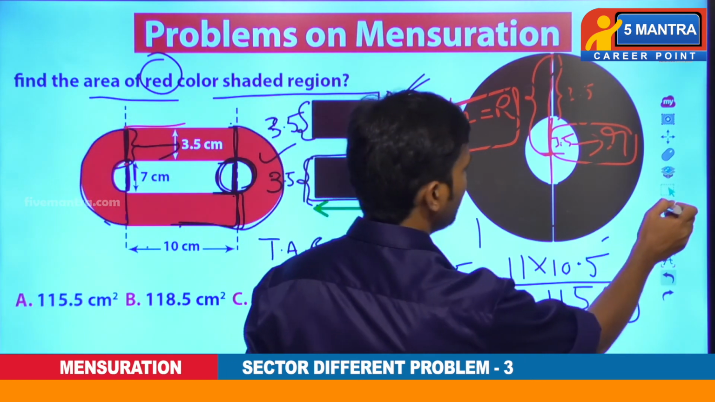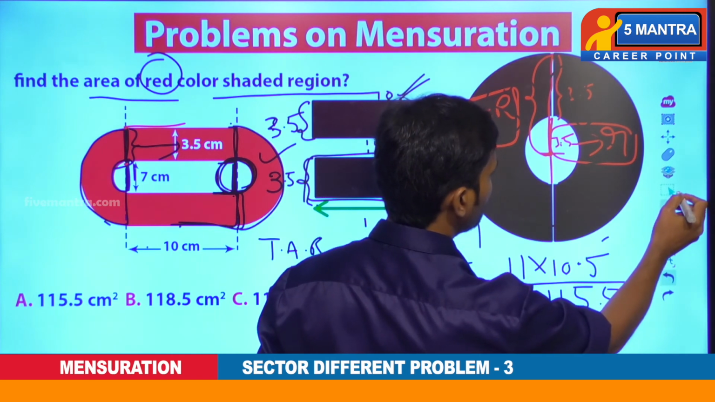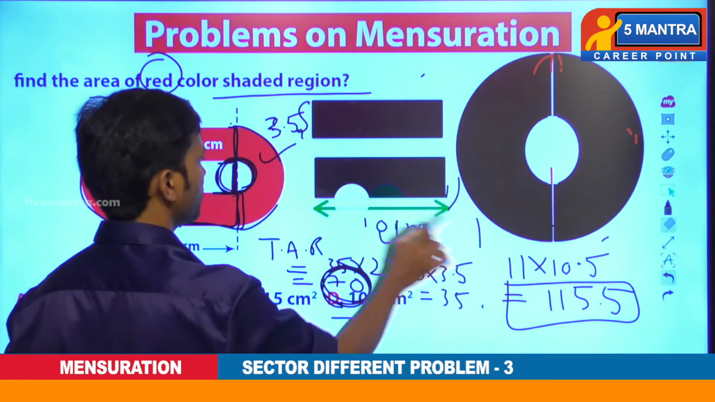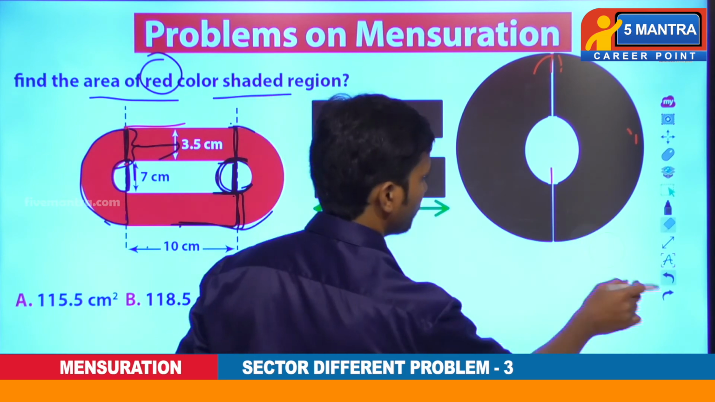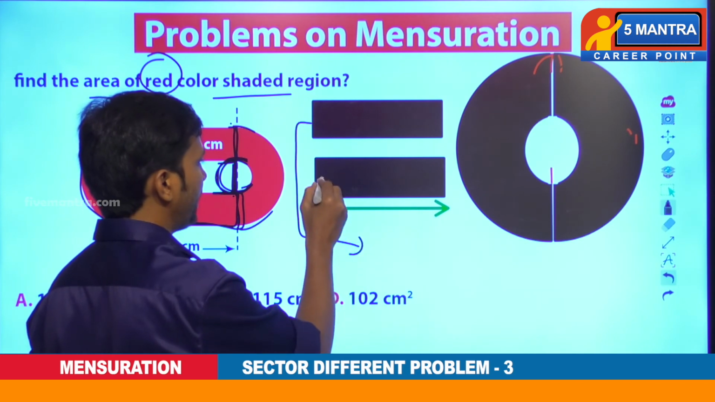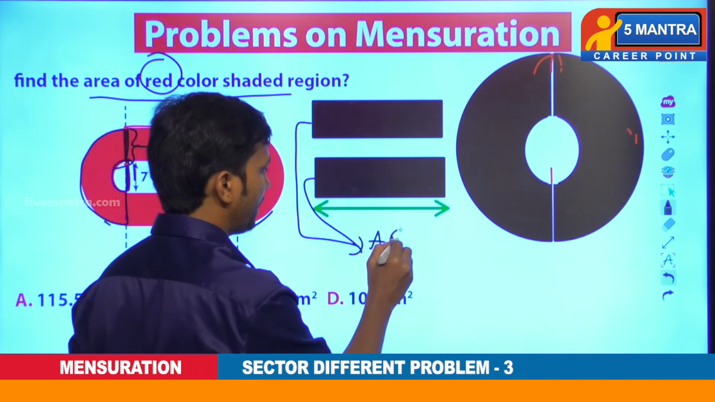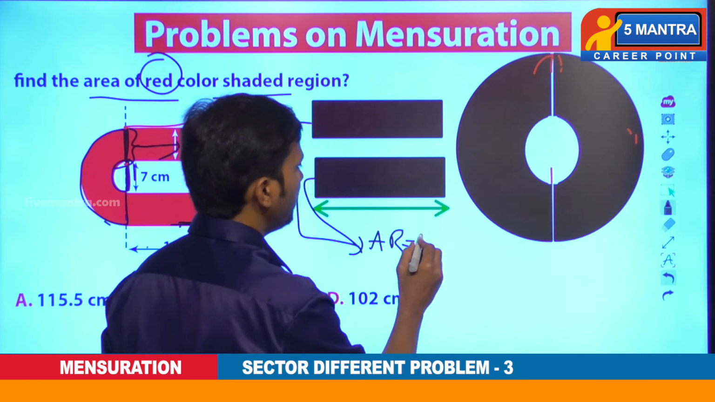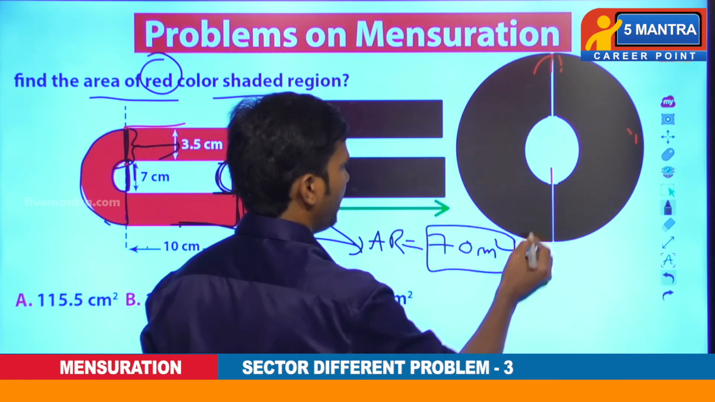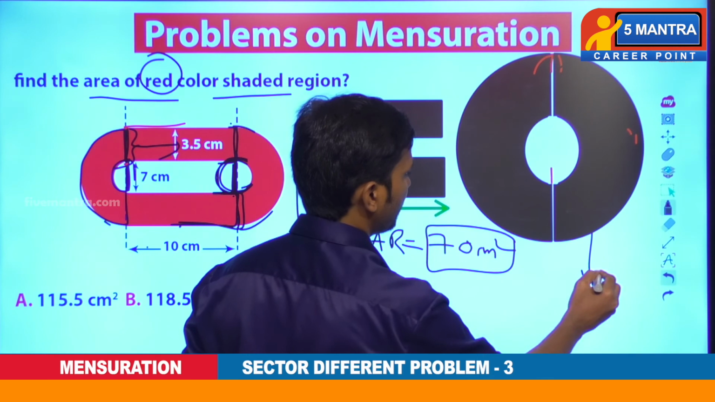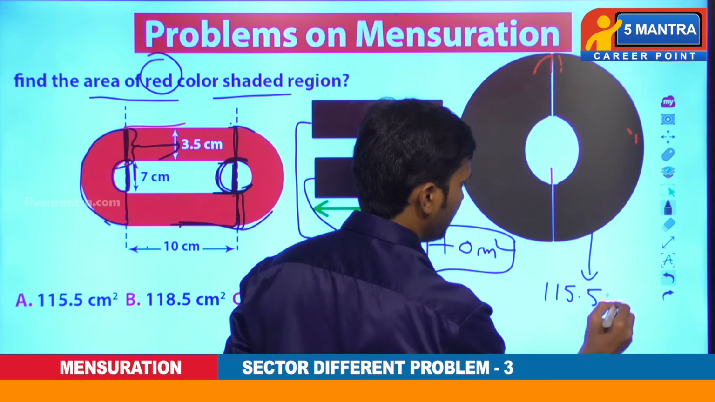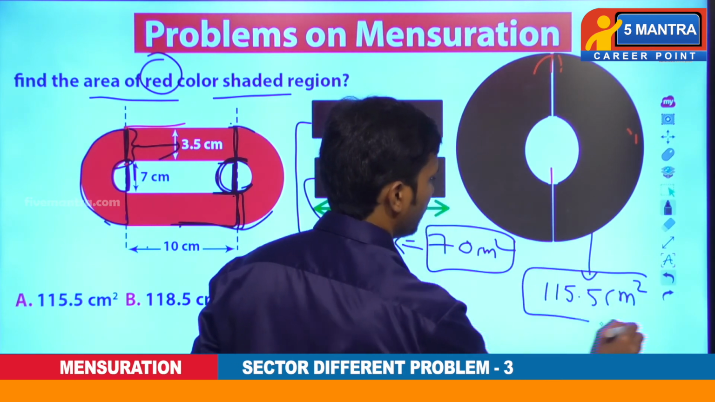So let me show you here. Finally, the sum of the areas of these 2 rectangles, the area of rectangles is how much? Here 70 centimeters square. And the area of this circular ring, how much is it? 115.5 centimeters square. Got it or not?